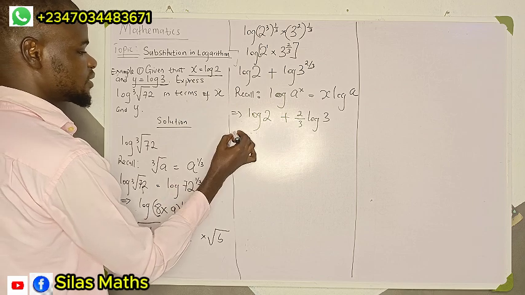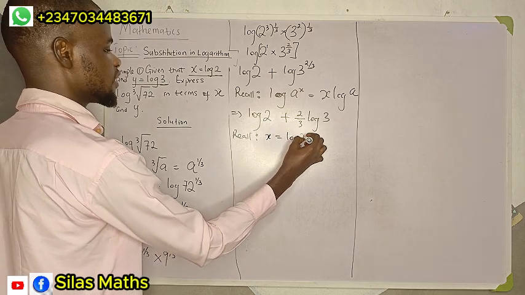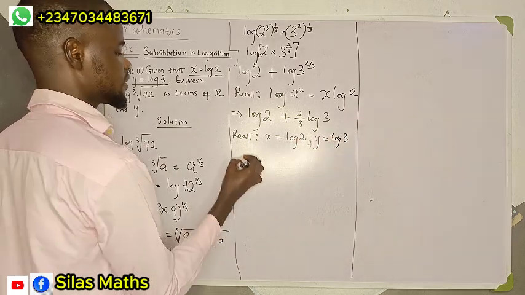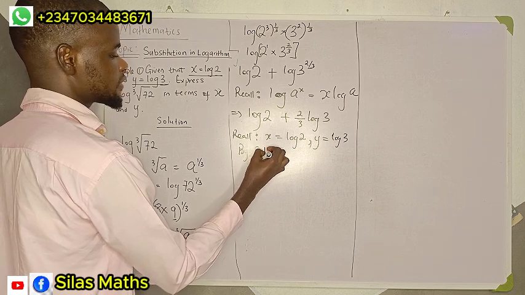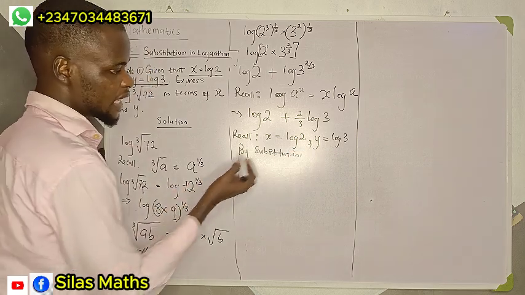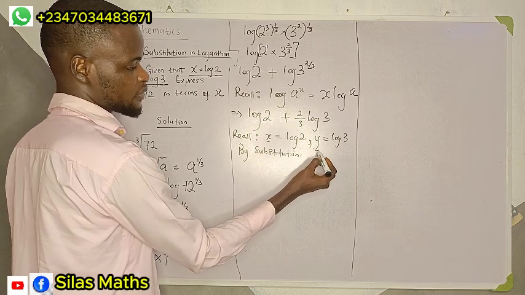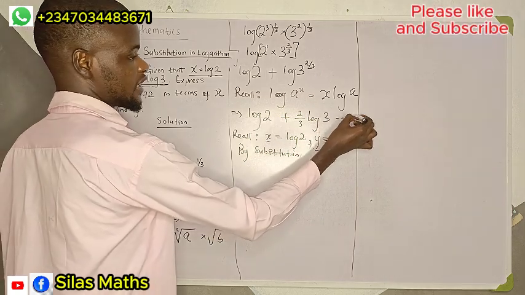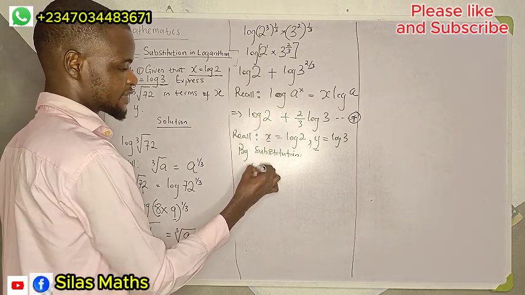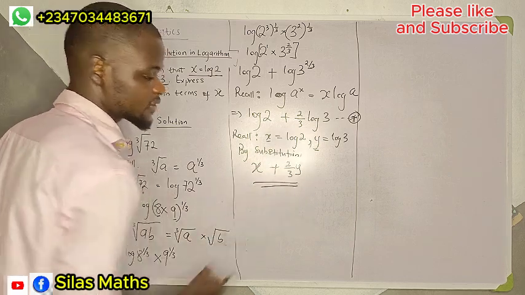So you also recall that x is equal to log 2, while y is equal to log 3. So by substitution, I'm going to replace this log 2 with x, and I'm going to replace log 3 with y in this particular place. Replacing this here, I'm going to have x plus 2 over 3 y. So that's the final answer.